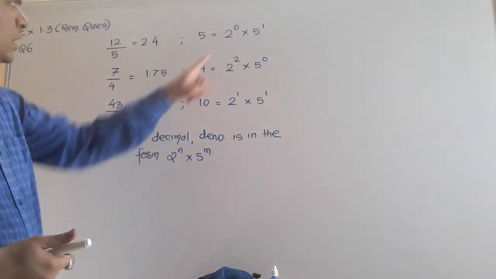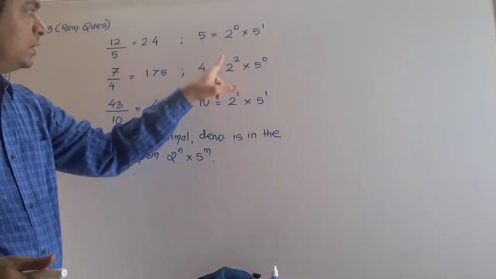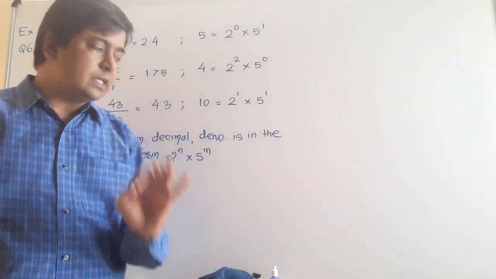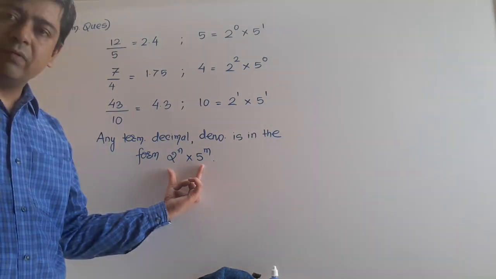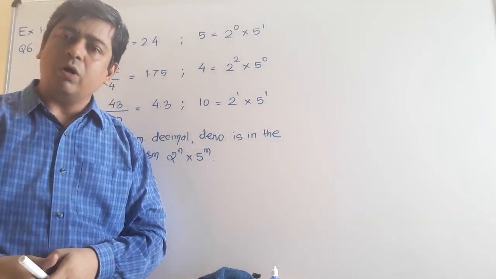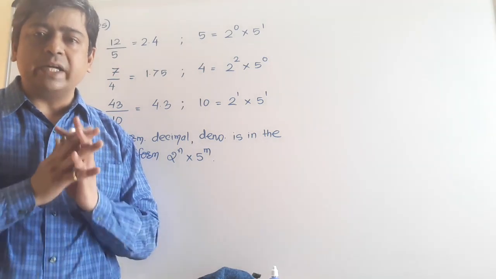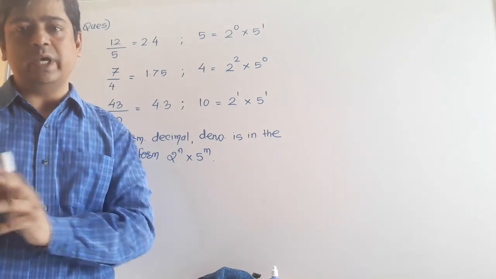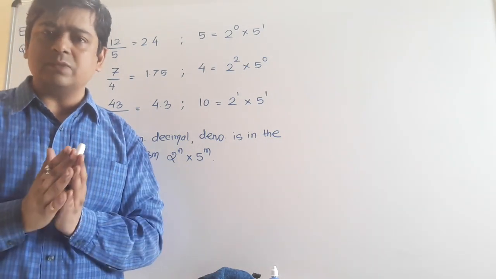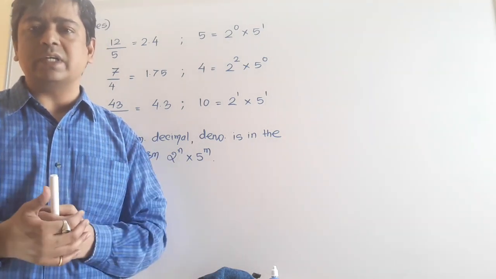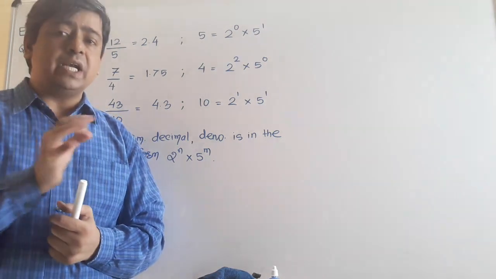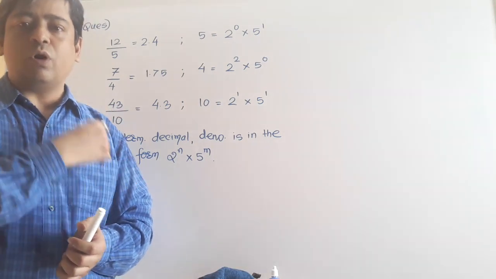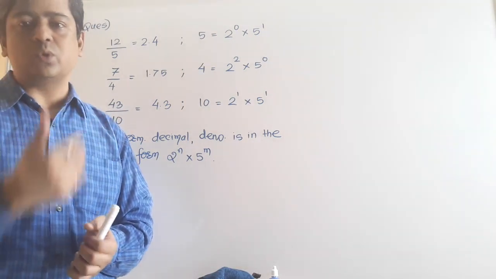So you observe here the value of n is 0, value of m is 1, here 2, here 0. So any terminating decimal, we can say either it will be in the form of 2 to the power n into 5 to the power m, or we can say it can be a factor of 2, either 2 or 5 or both. There are two possible answers. Both answers mean the same thing, but you can present your answer in a different manner. Any terminating decimal denominator will be either a factor of 2 or 5 or both. Both means 2 and 5 both.